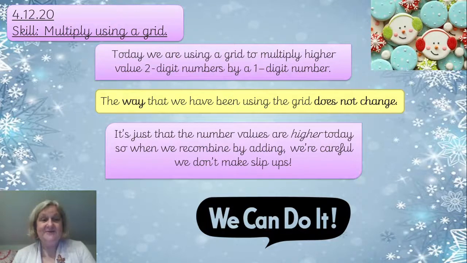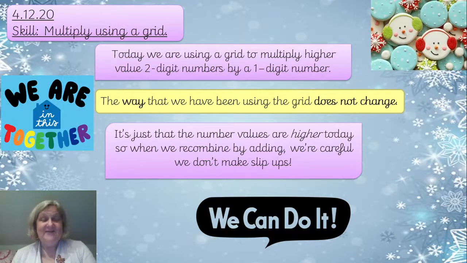We can do this. And I found this online yesterday, and I thought this is very sweet because there's a little house on this part here, and I think we're all at home and we're all in this together. We're all keeping each other safe and the rest of our school safe. So let's see if we can move on and keep positive. I know it's tricky out there.